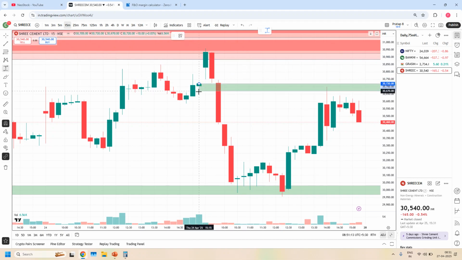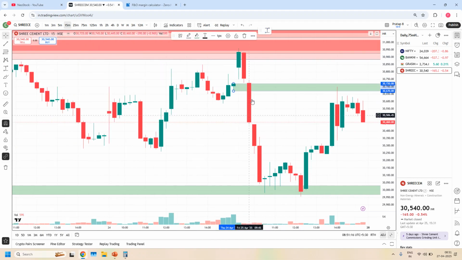Let me draw the zone. This is the 15-minute zone. This should be your first target or immediate target. This is the first target. And this is the final target. How did we conclude the final target?